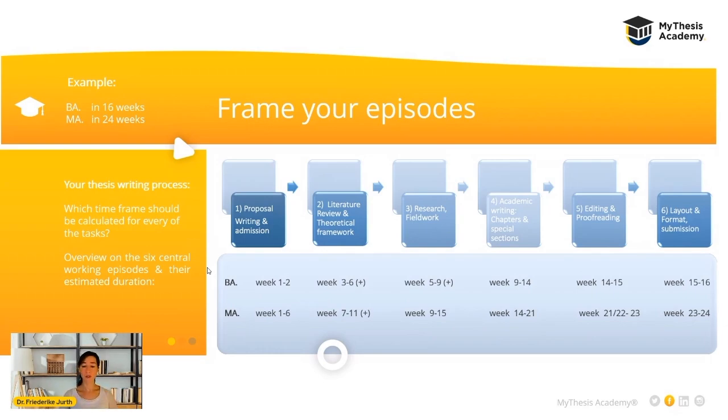And I also included the part of collecting the documents that you need for the submission and the like. So last but not least, this is a calculation that is available for a bachelor thesis of a duration of about 16 weeks, and the master thesis if you want to write it within 24 weeks.